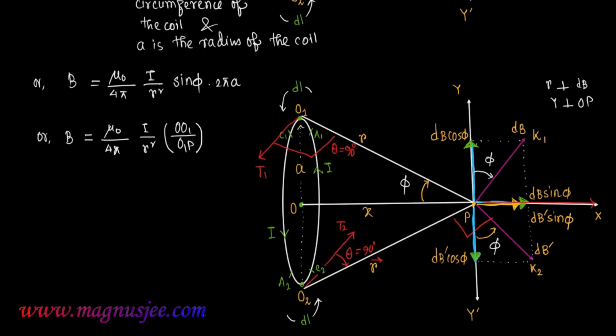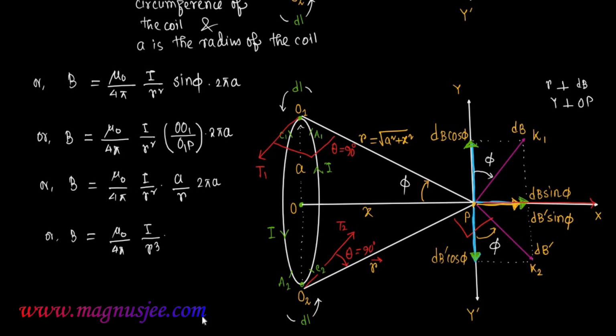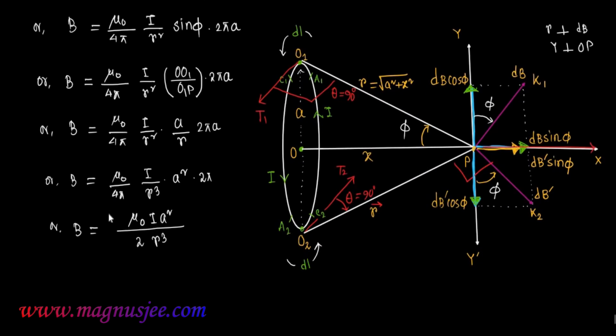O1 divided by O1P dot 2 pi a, or B equal mu 0 divided by 4 pi I by r square dot a by r dot 2 pi a, or B equal mu 0 by 4 pi I by r cube dot a square dot 2 pi. Therefore B equal mu 0 I a square divided by 2r cube, where r equal to root over a square plus x square in the diagram.